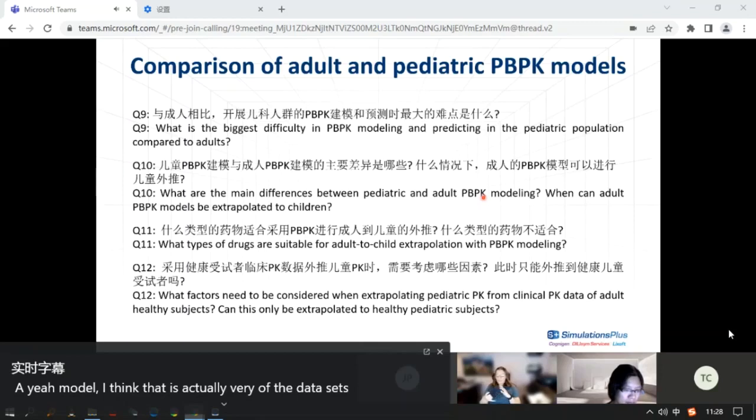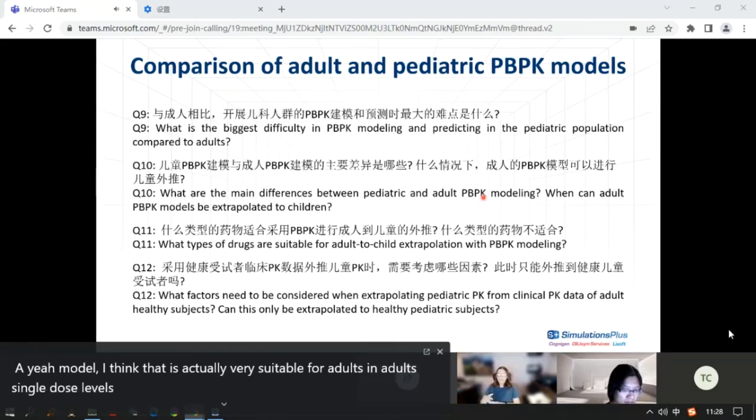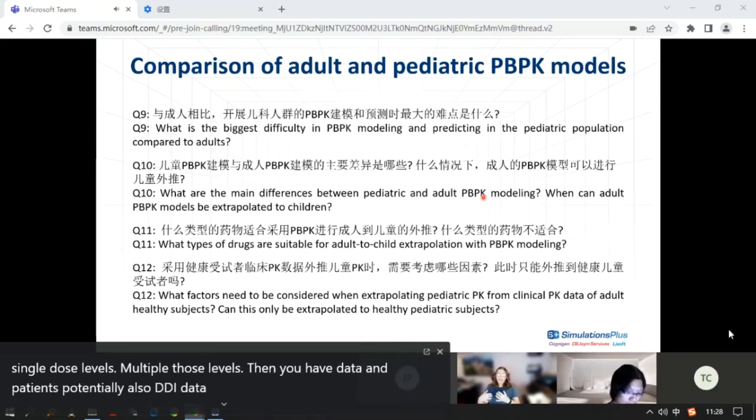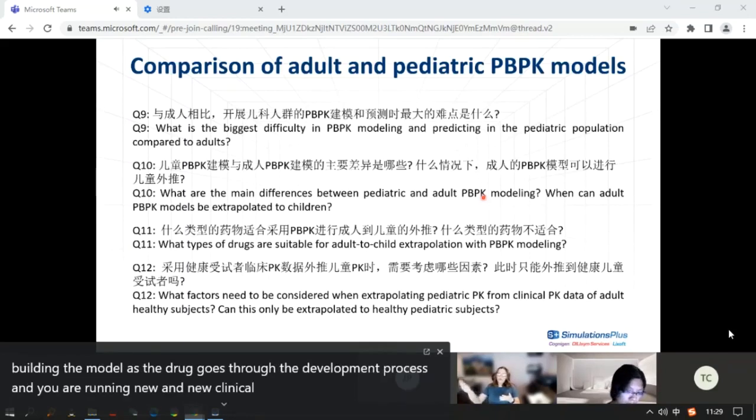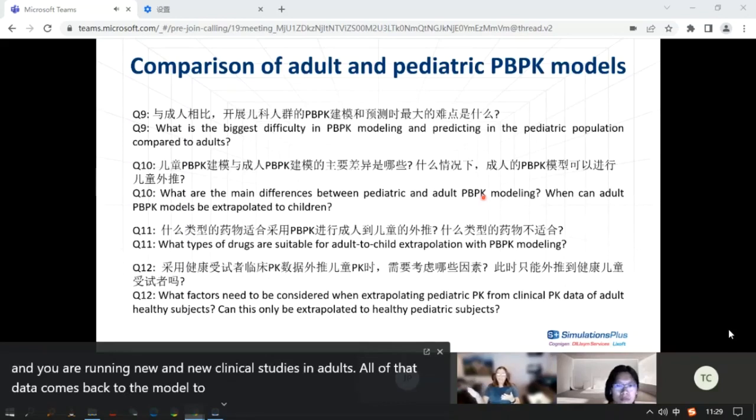Oftentimes you have data in healthy subjects, single dose levels, multiple dose levels. Then you have data in patients, potentially also DDI data. So a lot of information as you are building the model, as the drug goes through the development process, and you are running new and new clinical studies in adults, all of that data comes back to the model to help to improve it in adults.